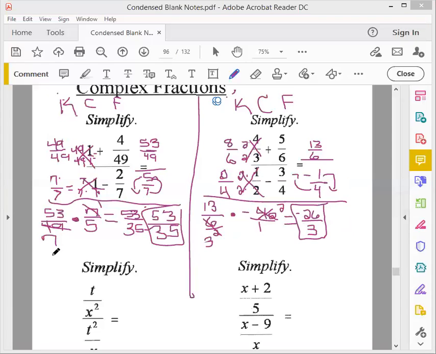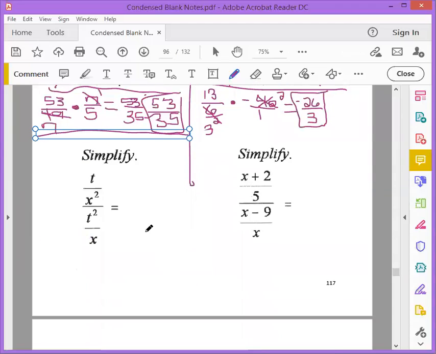Okay, now the next problem, we have our fractions again. We see t divided by x squared and t squared divided by x. So we're going to apply our steps, keep, change, flip. We want to keep this first fraction the same, that numerator. So it will remain t over x squared. We're changing our operation from division to multiplication, and then we want to flip the bottom fraction. So that numerator moves to the denominator, and the denominator moves to the numerator. So that fraction will become x over t squared.